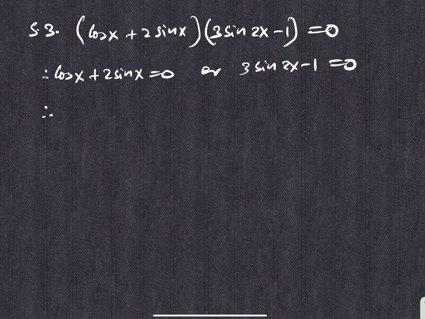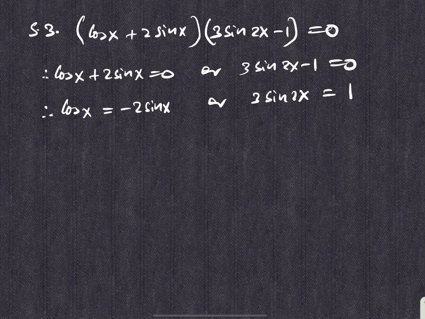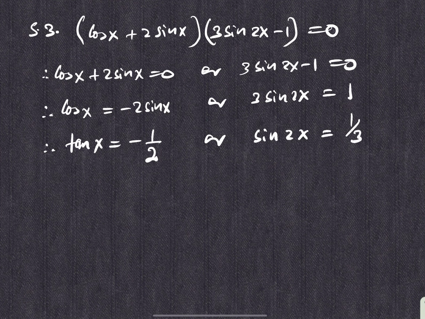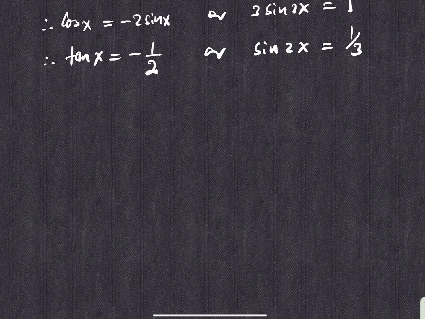If you try to really do it nicely, you are definitely going to get cos x equals negative 2 sine x, or 3 sine 2x equals 1. As a result, you need to convert this situation into a single trig ratio, and that is going to be tan x equals negative 1 over 2, or sine 2x equals 1/3. So you want to find the general solution of this one.